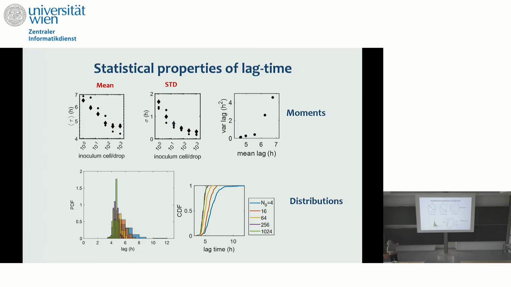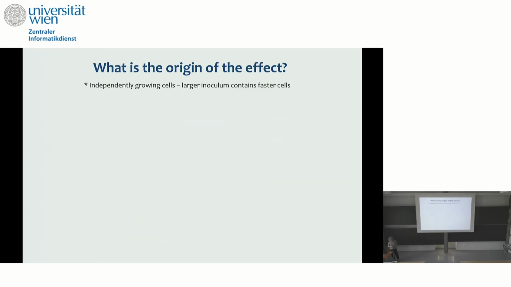Both of these first moments decay, but they do that in a coordinated manner, and they retain a variance-to-mean quadratic relationship across the inoculum sizes. Of course, these are just the first moments, and we have the probability densities here and the cumulative distributions for the whole range of inoculum sizes. This is quite quantitative data, and the goal is to see whether we can explain something about the source of this effect. So what is the origin of the effect?